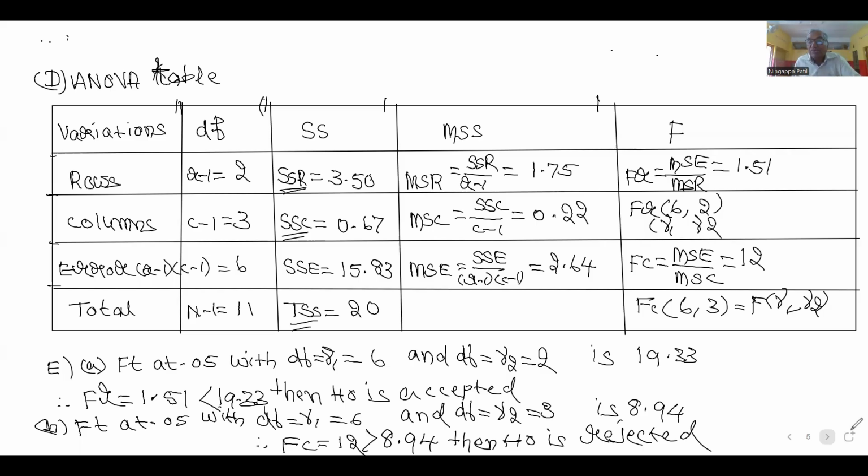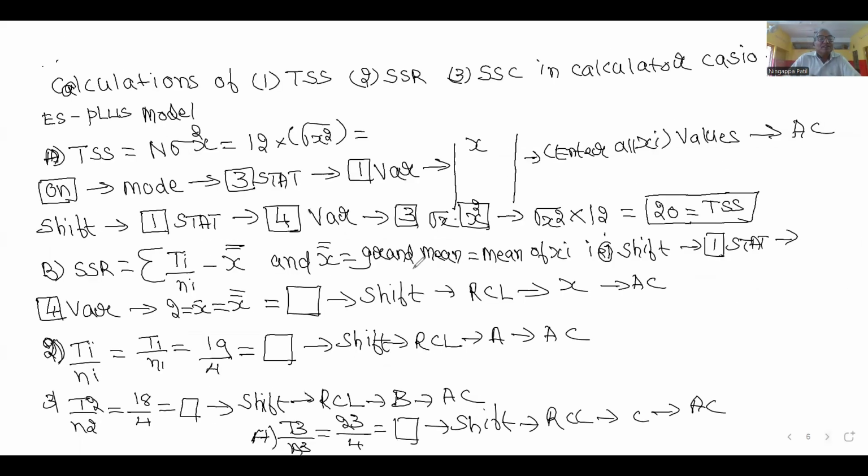Now, I tell you how to do the calculation. Look here, calculation of TSS, SSR, SSC in calculator, Casio FX 991 ES Plus model. Look here, TSS calculation. TSS means you remember N into sigma x square. N is already known, 12. And you have to find out sigma x square. Sigma x square is nothing but variance of the x values. How to find out variance?